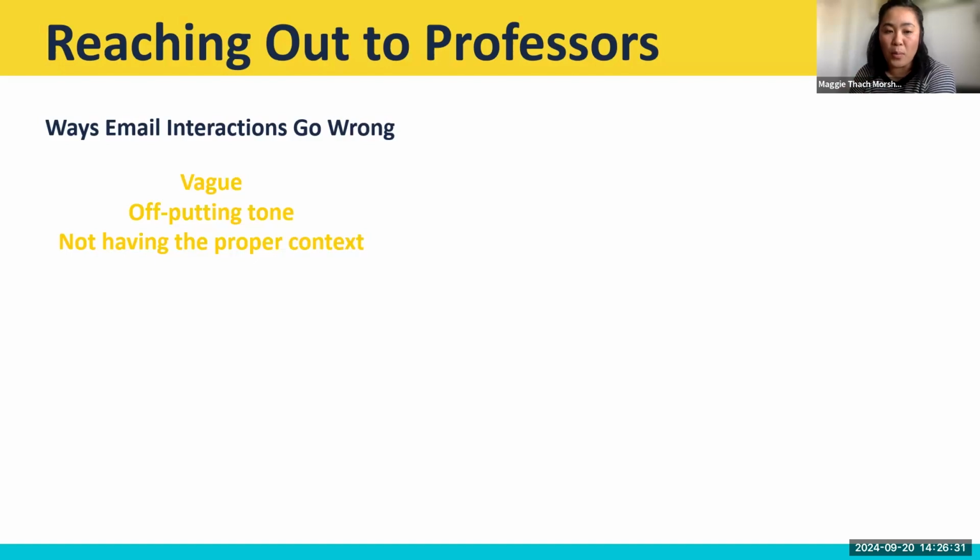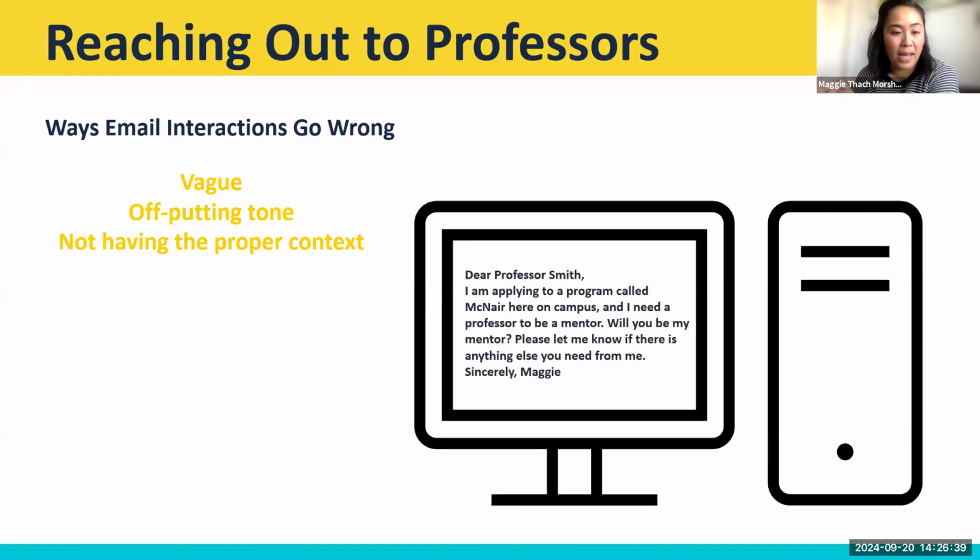But I want to go over the ways that emails go wrong. The top three things I would say that emails go wrong, and please, campus partners, chime in, because I'm sure you see this as well. We know you're well-intentioned, but the reality is emails from students are vague, or there's an off-putting tone, or there's not enough proper context. Let me give you an example. I've worked with multiple people at the Undergrad Research Hub, and they say that this version of an email has gone out to professors from students.